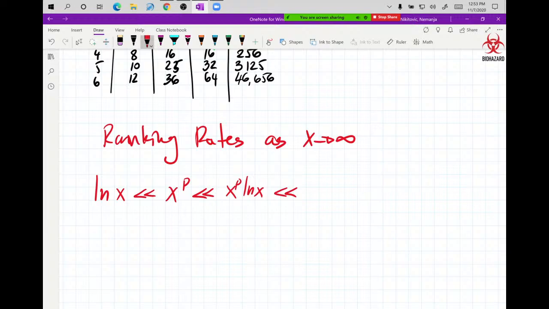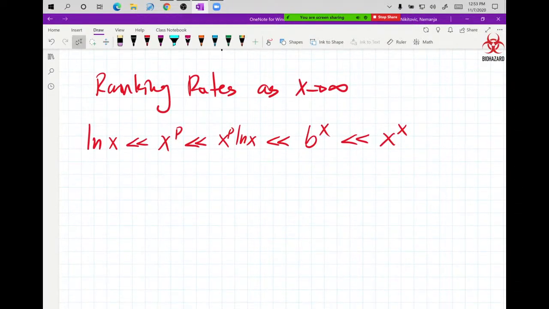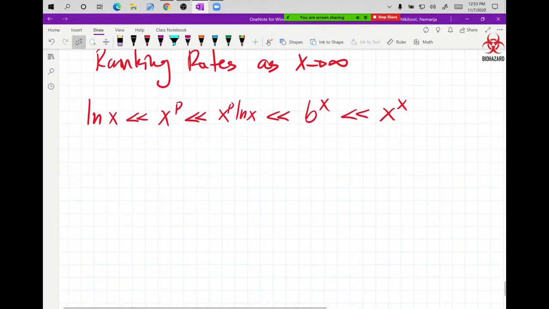But then faster than all of that is your exponential. Oops, that's not the way we write exponential. There we go. And then we have the boss at the end. Now, why is this so cool? Because in some cases, I can just look at the problem and just give it a solution and walk away.